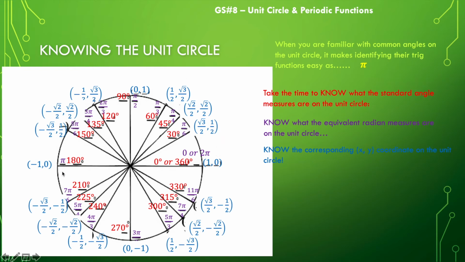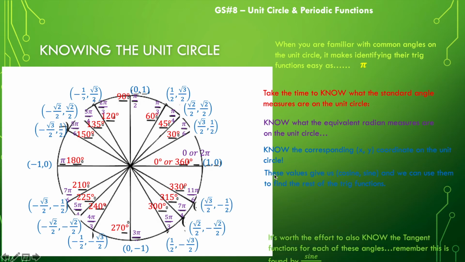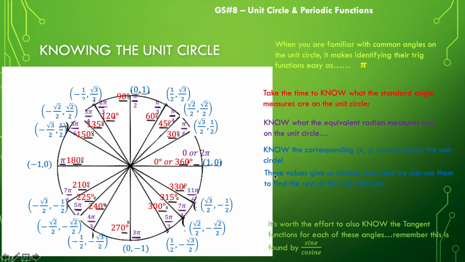So memorize those. Then I would suggest, it's not required, but I would suggest taking the time to memorize the tangents for each of these. It doesn't take that much longer because, again, you really only have 3 types of angles. So if you know those, I didn't really tell you that the whole reason to memorize these is because they give you your sine and cosine, right? Y is sine and x is cosine for each of these angle measures.